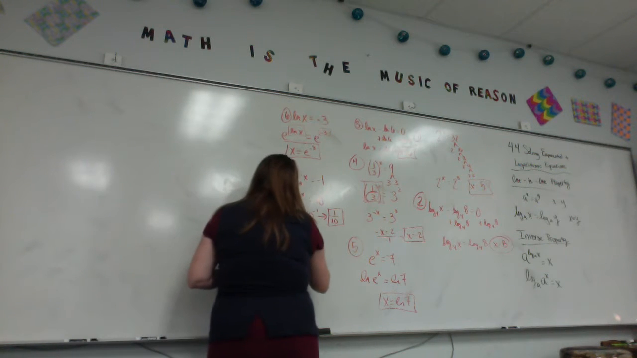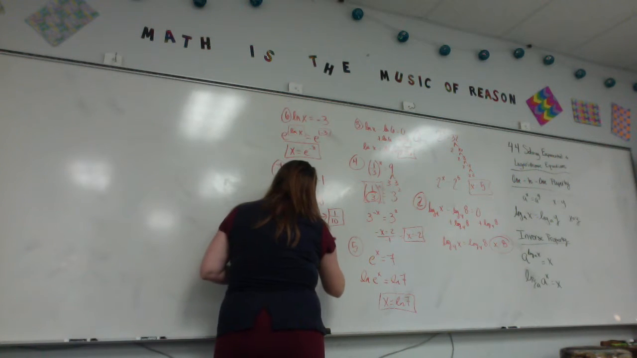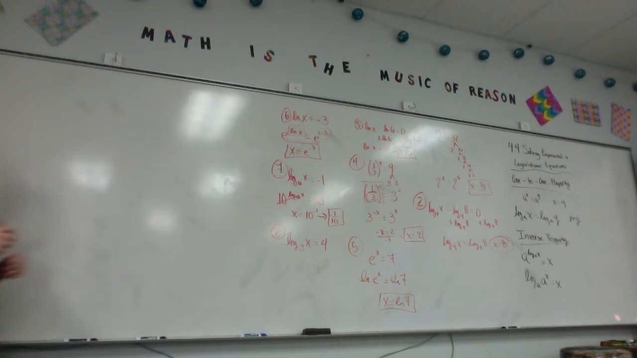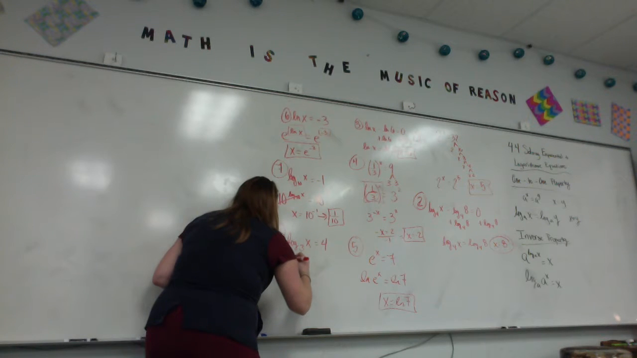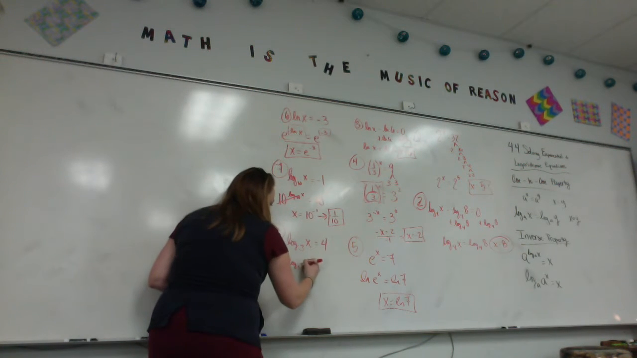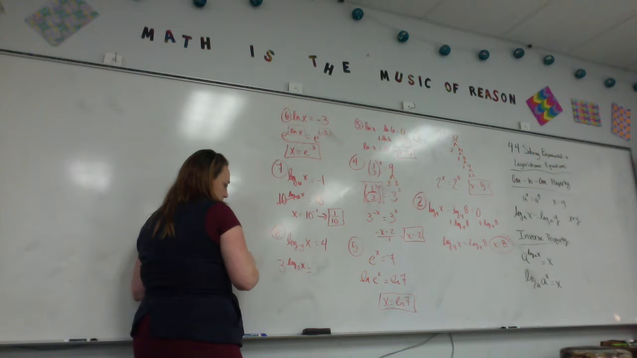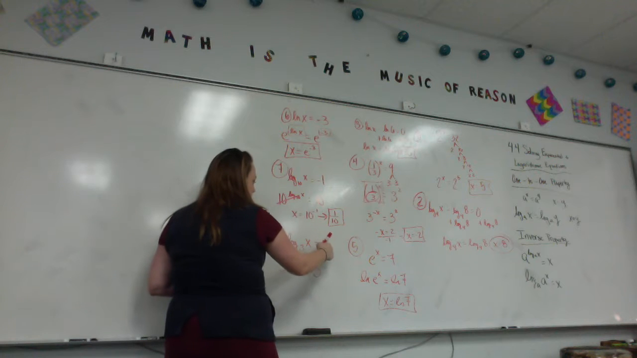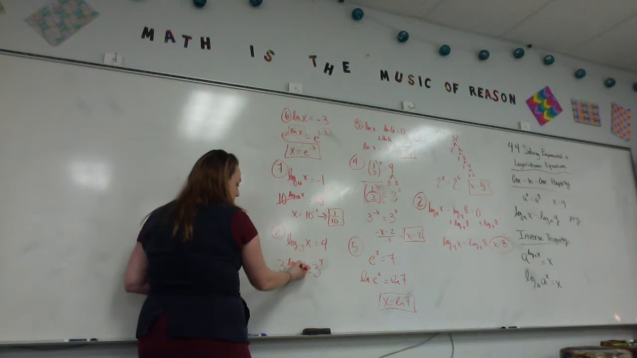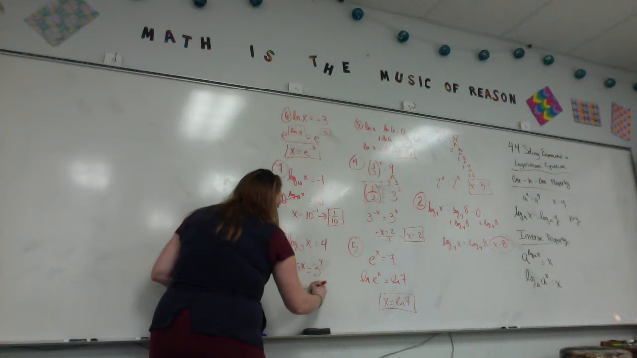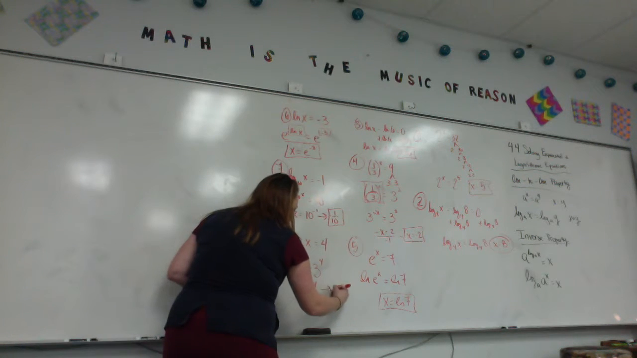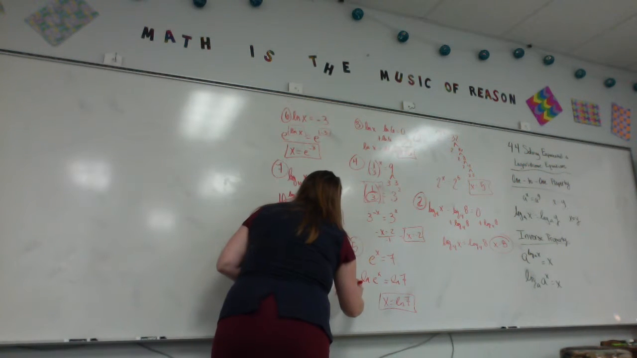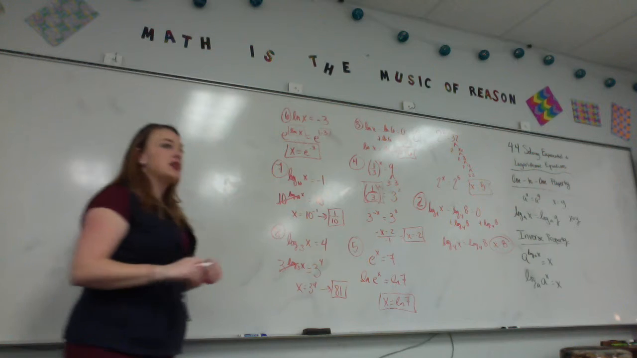What happens if I have log base 3 of x equals 4? How do I rearrange that to solve? 3 to the log base 3 of x equals 3 to the 4th. This becomes my power, and this now cancels, giving me x equals 3 to the 4th. What is 3 to the 4th? 3 times 3 is 9, 9 times 9 is 81. And that's how I get my answer.